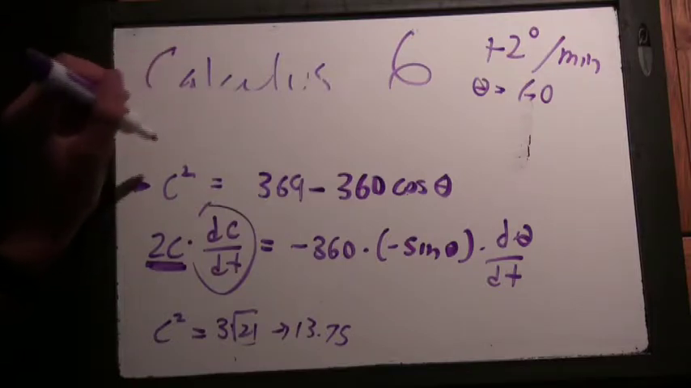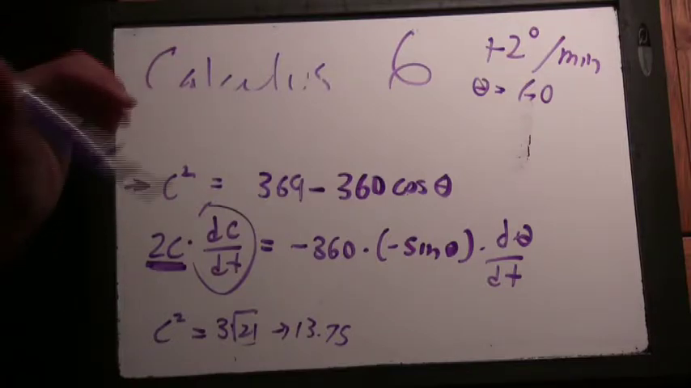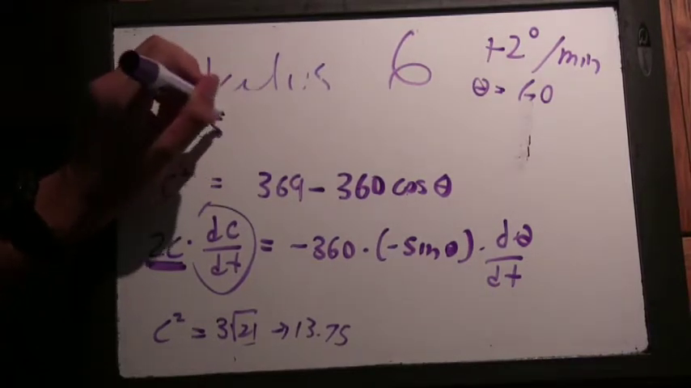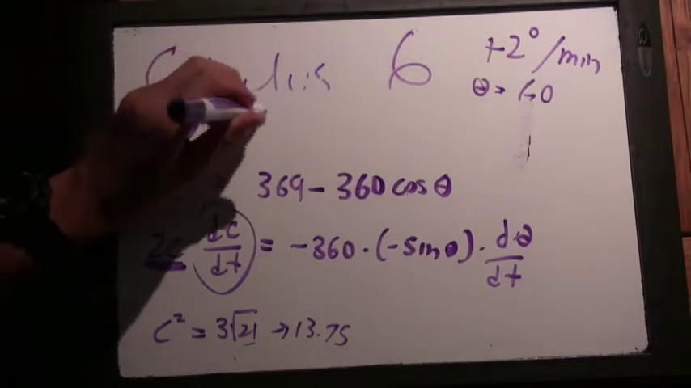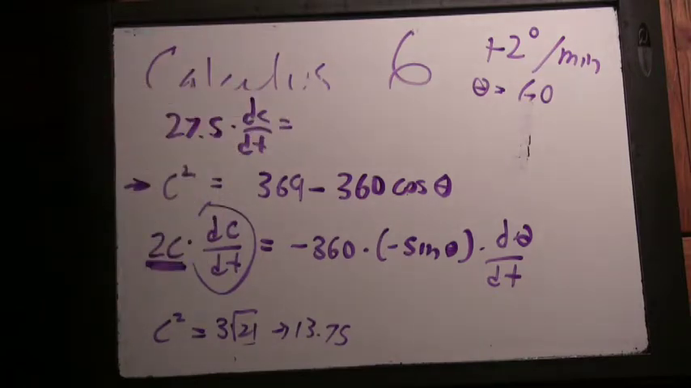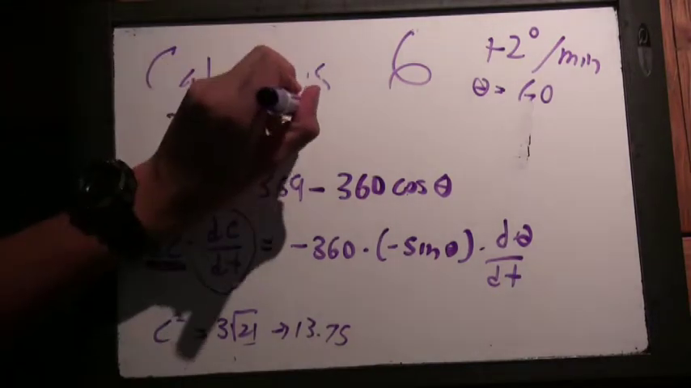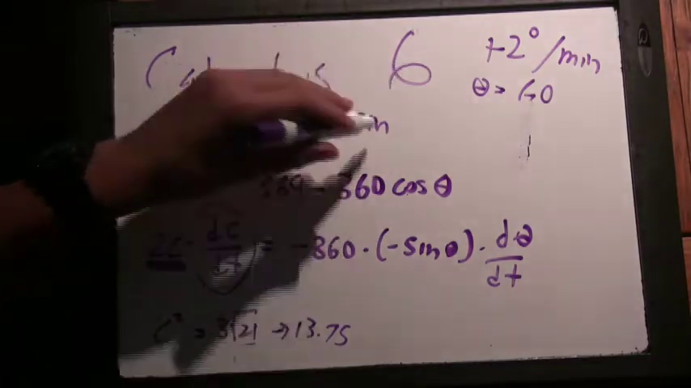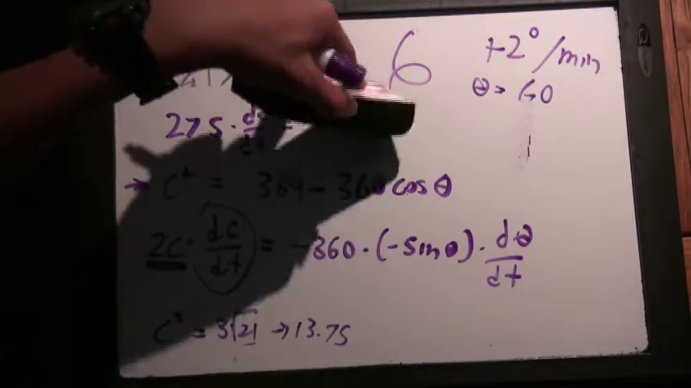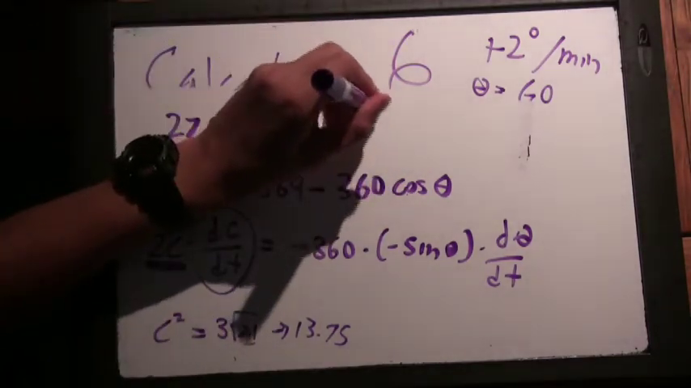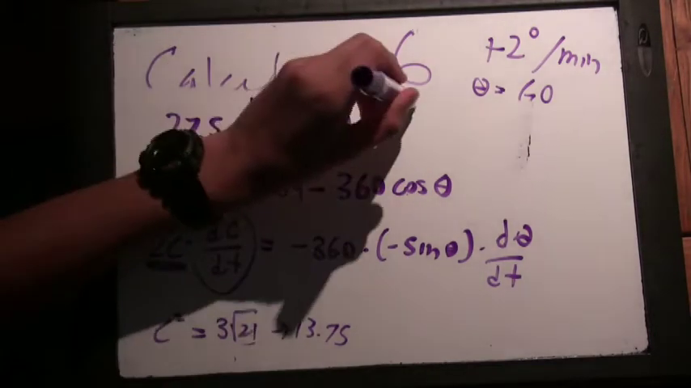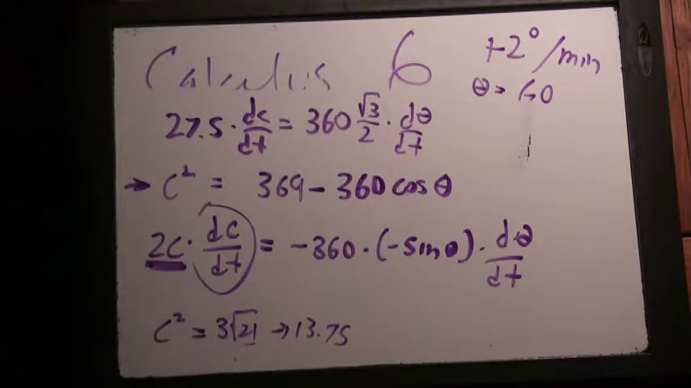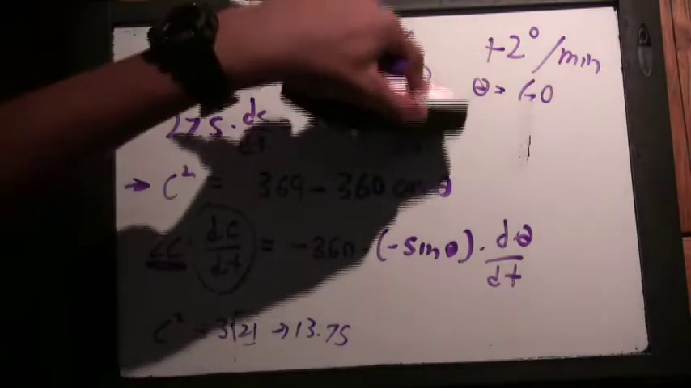Alright, so we know that 27.5 times dc dt equals 360 sine theta, which is going to be sine 60 here, which is root 3 over 2, times d theta dt, which is plus 2 degrees per minute.